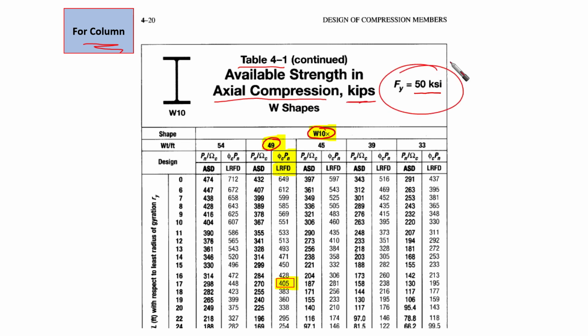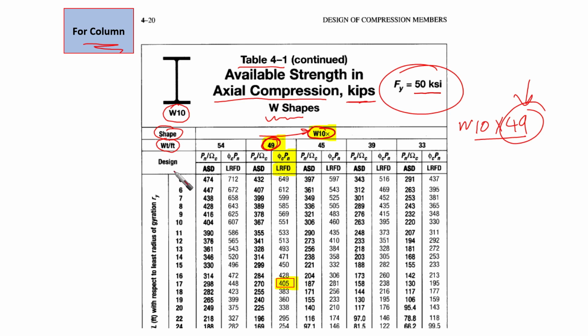We're talking about F yield 50, wide flanges, under W10, which is wide flange with this shape, and with the weight that we are having. So wide flange, the shape is W10, and the weight per foot is 49 because our shape is 10 by 49, right? So this is the weight per unit length. Then we are here. We are talking about LRFD, right?